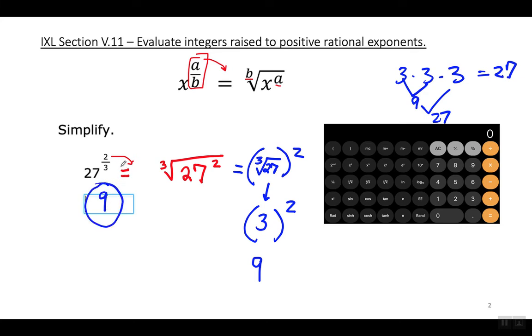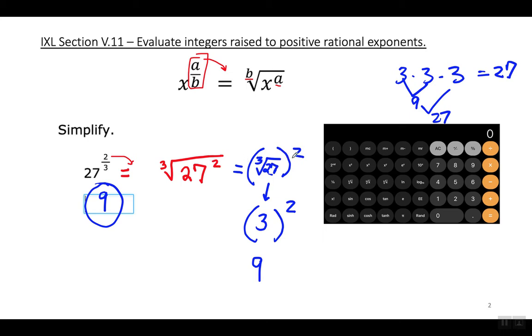So again, the fast way of doing this, first of all, rewrite it correctly, and then for most of these, if you just look at it like this, you're going to do this part first. Get the cube root, or whatever number is here, get the root of the number that you got underneath the radical sign first. And then after you're done with that, you deal with this exponent.